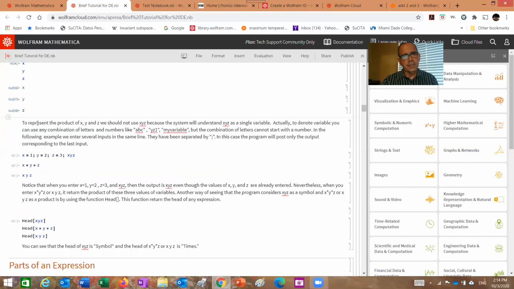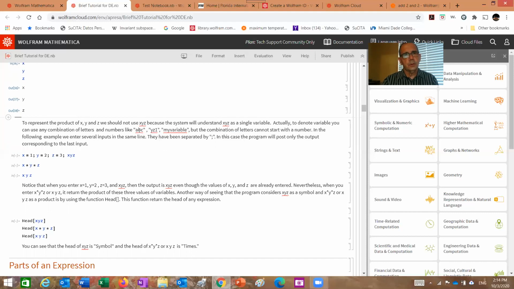And this is what I was explaining to you before. To represent the product of x, y, and z, we shouldn't write xyz without leaving spaces in between the x and the y and the z, because the system understands any combination of letters, or combination of letters and numbers, as long as it doesn't start with a number, as a single variable. A variable, this is going to be the name of that variable.